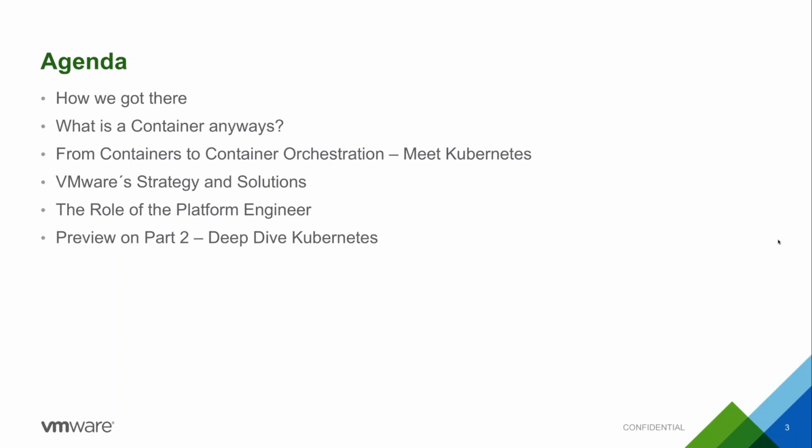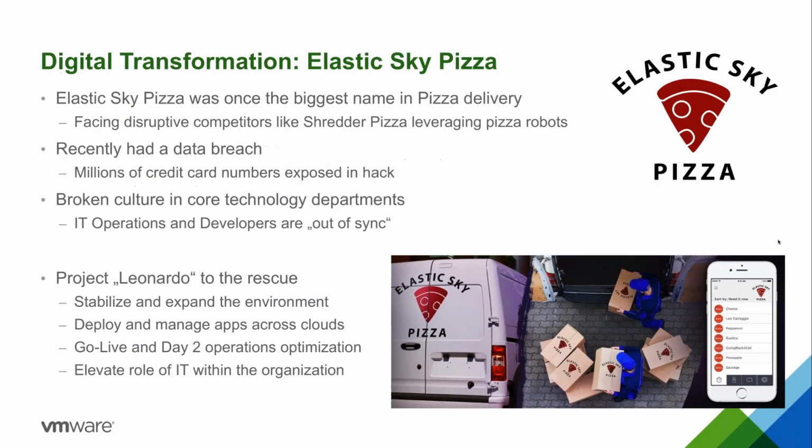So how we got there. I hope most of you have seen the keynotes from VMworld, and actually I want to start with a little step back from the technology topics and talk about digital transformation overall. So Elastic Sky Pizza, the virtual company that was introduced at VMworld in Las Vegas, is actually a pizza delivery company that is perhaps the biggest name in pizza delivery over the past decade. But it's facing massive competitive gains from their major competitor, Shredder Pizza, which is now using robots to actually build pizza.